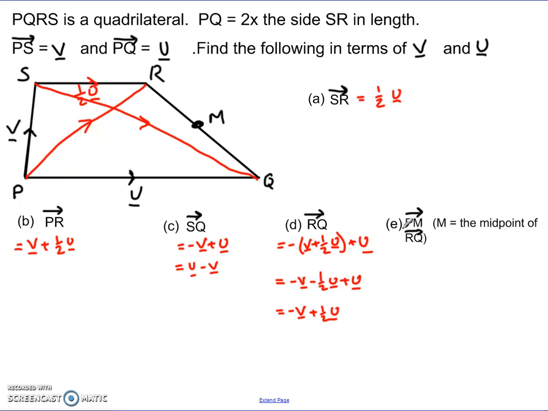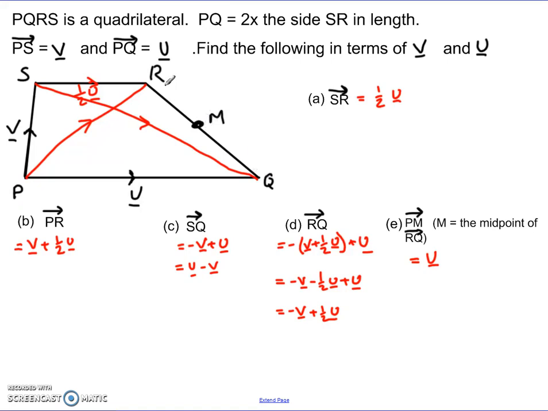What I now want is the vector P to M. M is the midpoint of R to Q. So to get from P to M, I go P to Q, then Q to M. Now P to Q is straightforward. I know it's U. I then want Q to M. Well, I know that Q to M is going to be given by the fact that M is the midpoint of the vector R to Q. So I know that this is halfway along this vector.